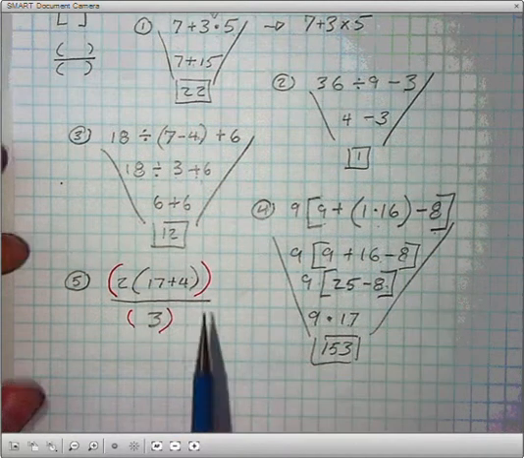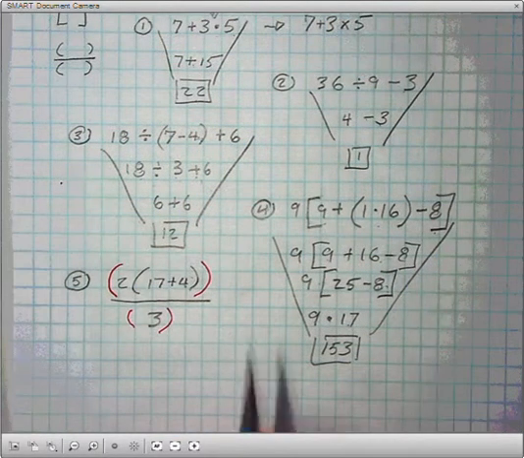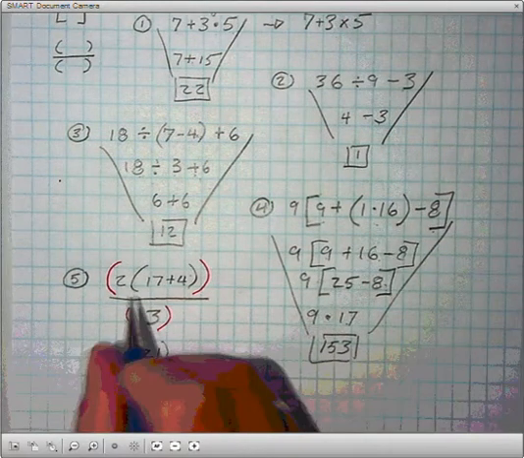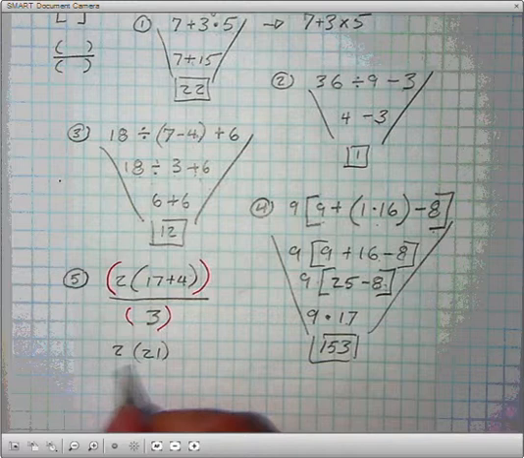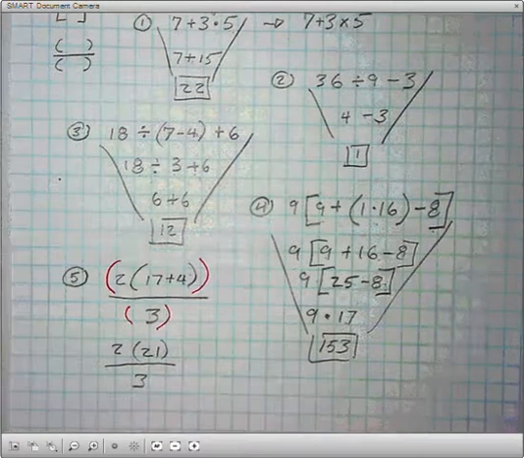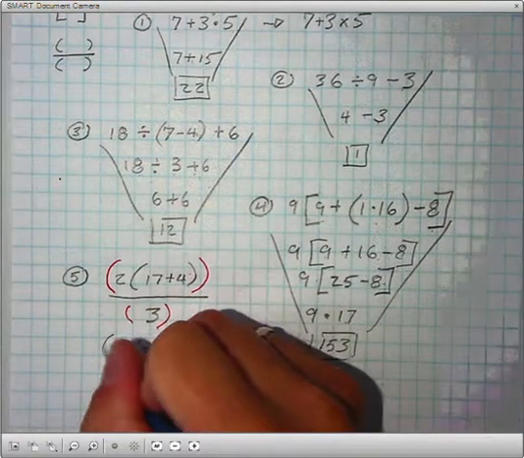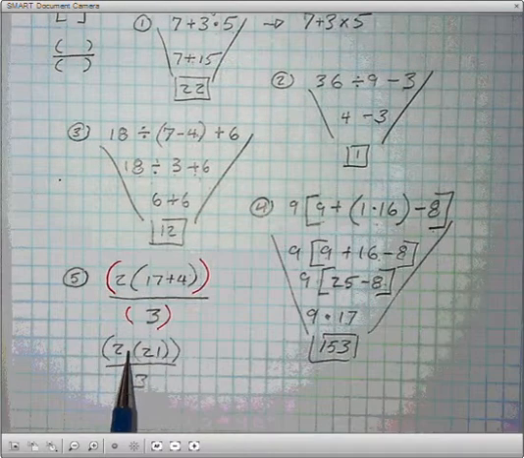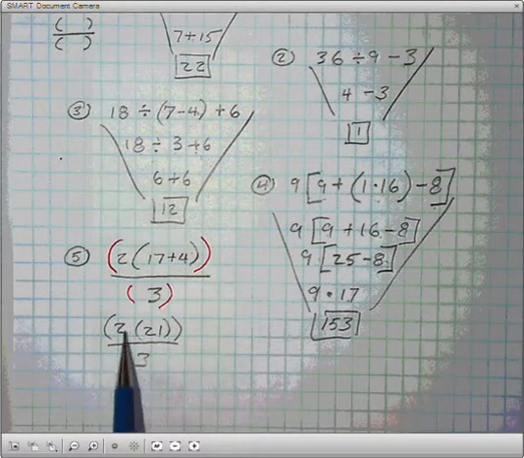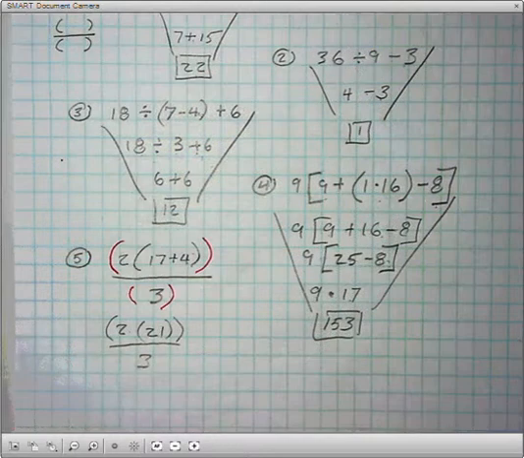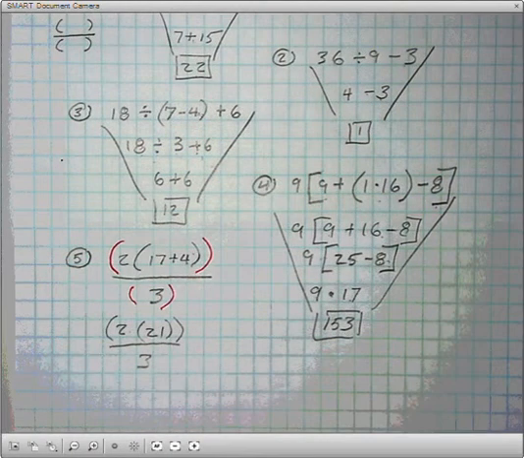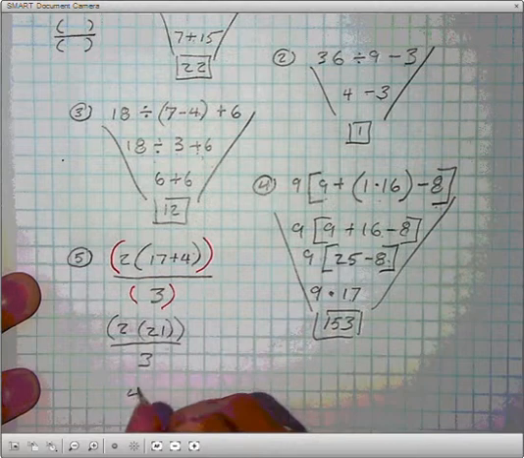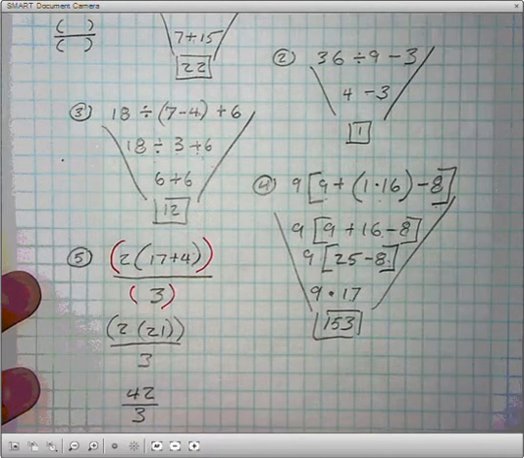So we do whatever's inside our parentheses first, 17 plus 4, which gives us 21. And then you got a 2 on the outside of that, and then that's over 3. Remember, we said that when the number's right outside the parentheses, that means multiplication. So what that means is I've got 2 times 21. 2 times 21 gives me 42. And that'll be over 3.